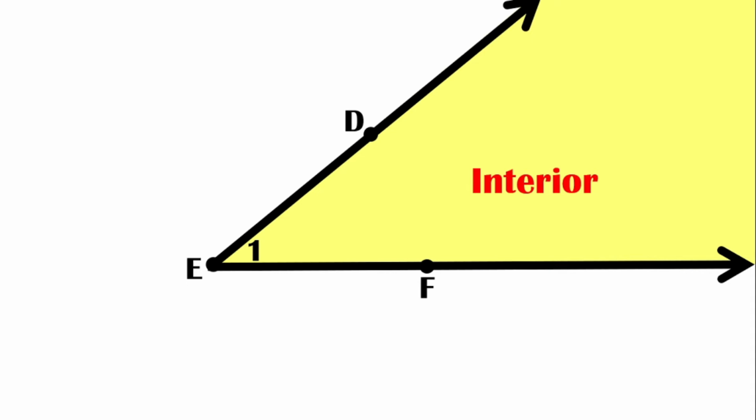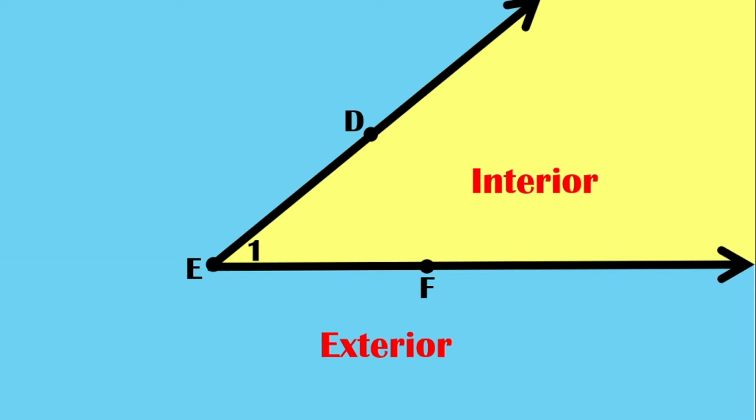An angle separates a plane into three sets of points. First, the points on the angle. Second, the points in the interior of the angle. And lastly, the points in the exterior of the angle.